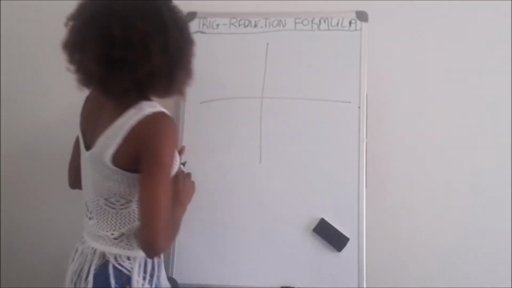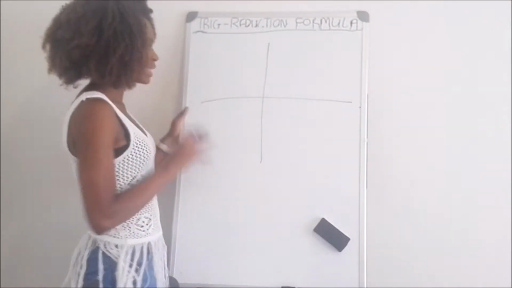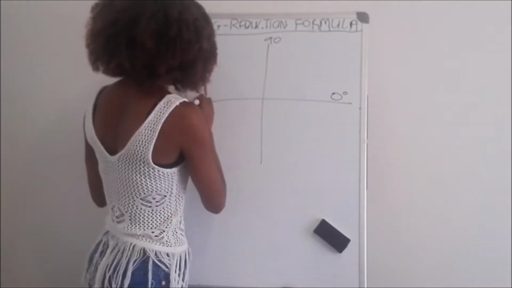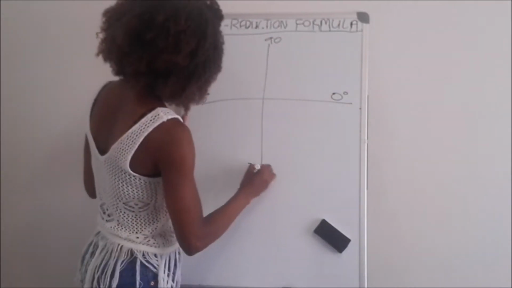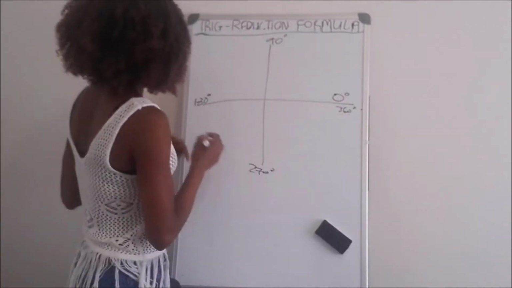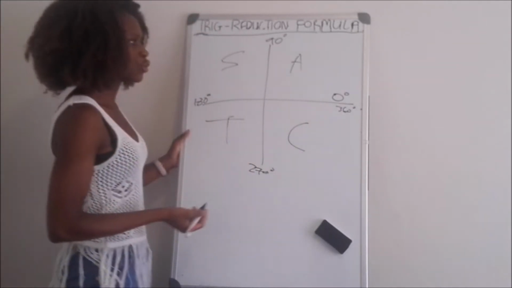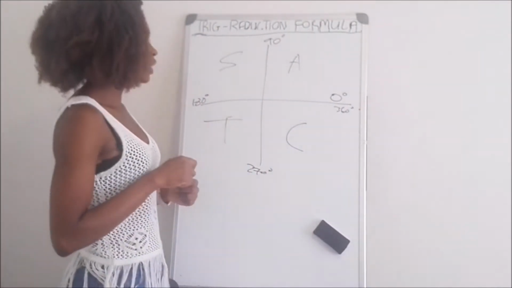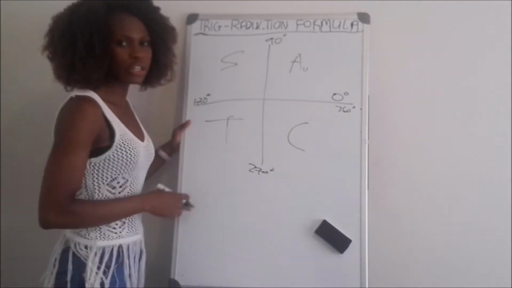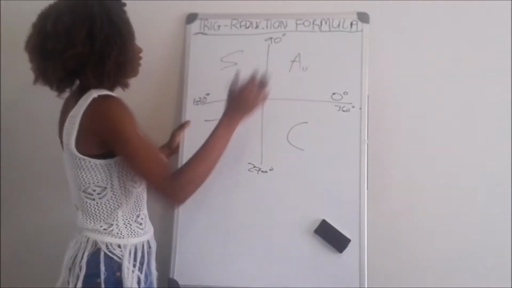Alright guys, the most important thing that you must know about reduction formulas is this Cartesian plane, of which here you have 0 degrees, 90, 180 degrees, 270 degrees, and 360 degrees. Here we have "All Students Take". That's just a statement to make it easy for you to remember when you are dealing with trigonometry. For the first quadrant, all trigonometric ratios are positive. That means sine, tan, and cos are positive in this quadrant.